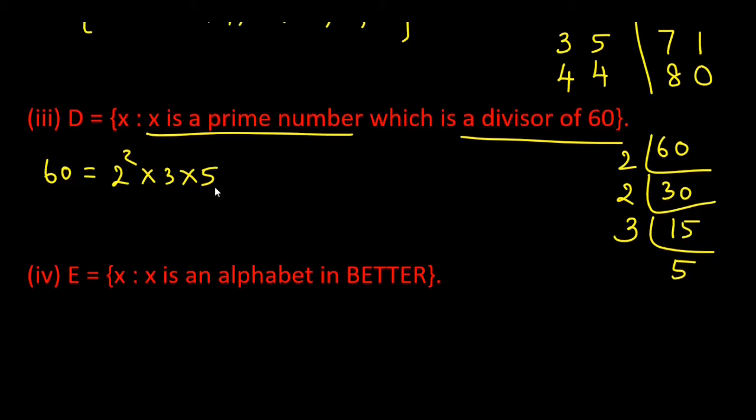So the prime numbers which are divisors of 60 are 2, 3 and 5. So D is equal to {2, 3, 5}. We should not repeat. Even though 2 appears 2 times here, we should not repeat it.